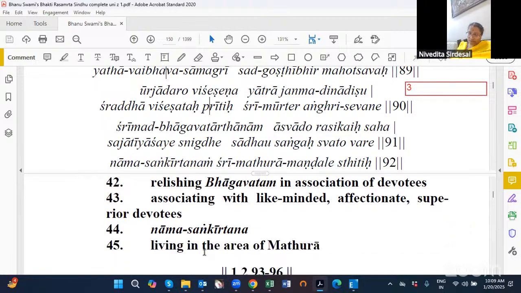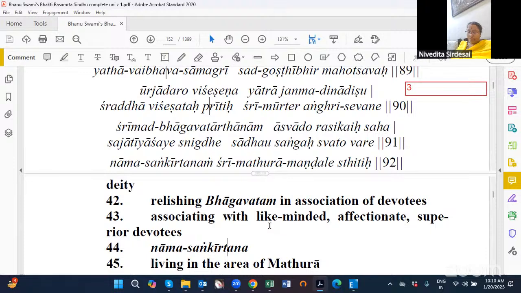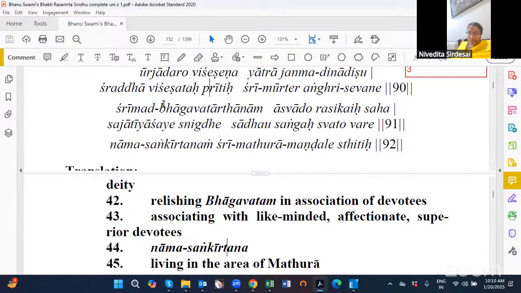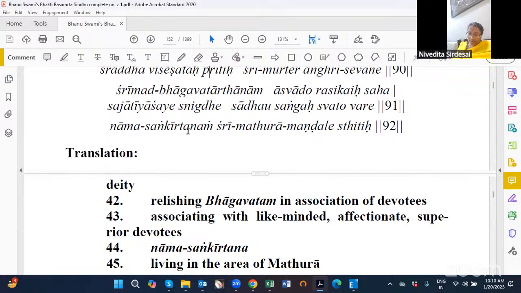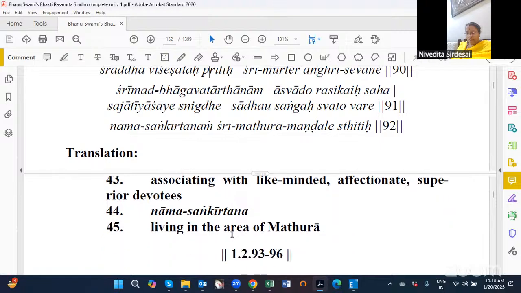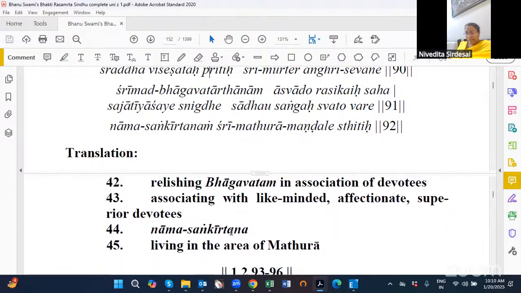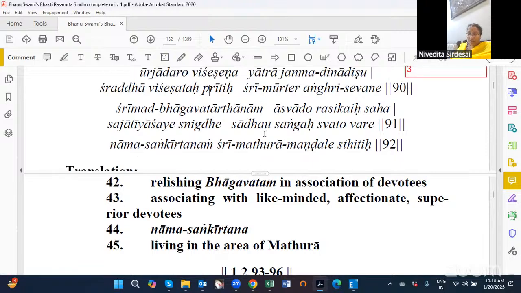Sajatiyashaye Snigdhe Sadhu. Then Nama Sankirtana, then Sangha. Here only two are there, 1 and 2. That means total just 5. Okay, read. They will complete the last one also. So 2 only are there. Nama Sankirtanam Sri Mathura Mandale Sthitihi. So 43 is Nama Sankirtana and then living in the area of Mathura. So read all and you only read the whole thing.